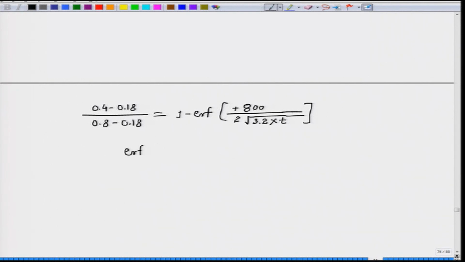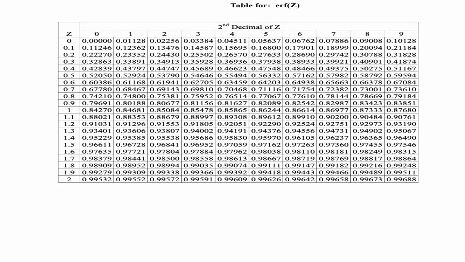So, let us call this quantity inside the error function as z. From this equation we get error function z is equal to 0.64516. So, we need to first evaluate the value of z which will give error function z equal to 0.64516. We can refer to the standard error function tables which are available. So, this is the error function table.